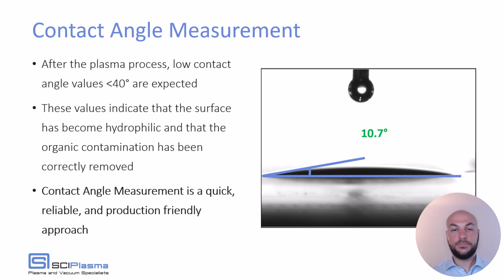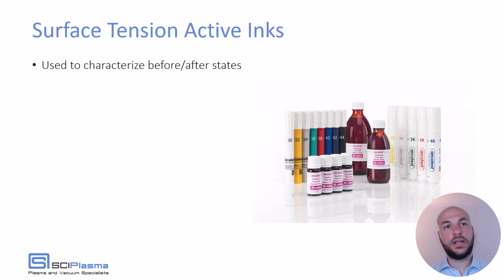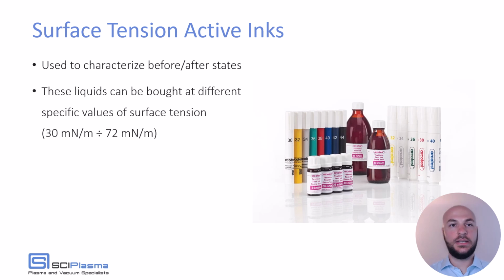The second technique that I want to talk about involves the use of surface tension active inks. These inks can be purchased on the market. And again, they are used to characterize a before and after state. What's important about these inks is that they can be bought at different specific values of surface tension. This means that I can buy and use one of the inks at 30 or 72 millinewton per meter.